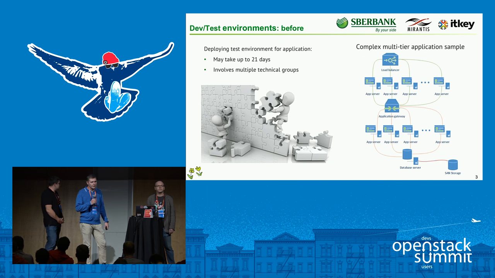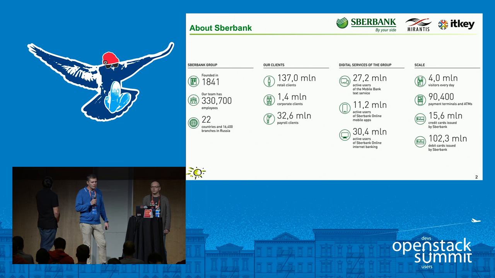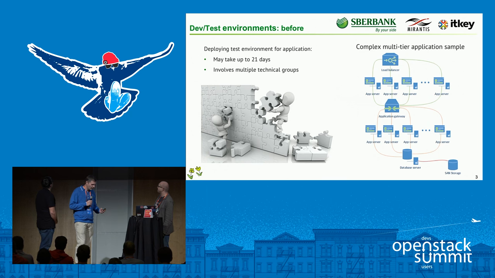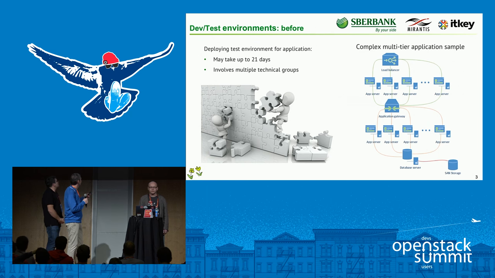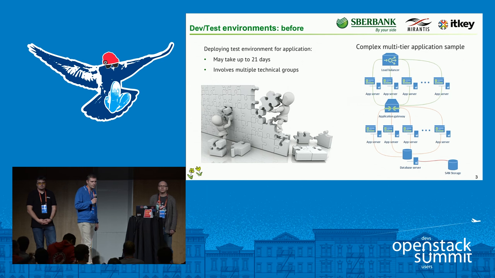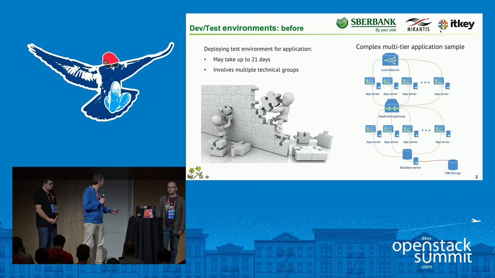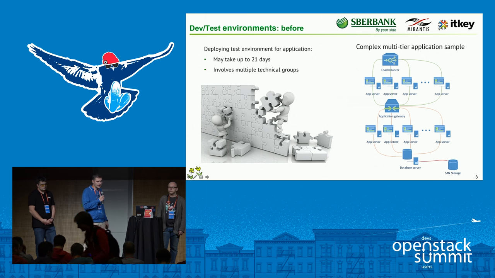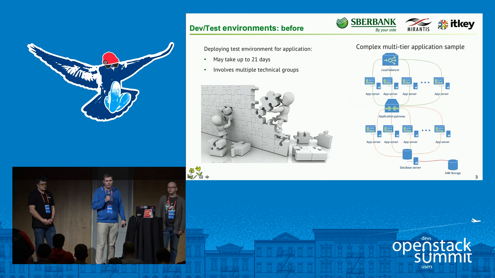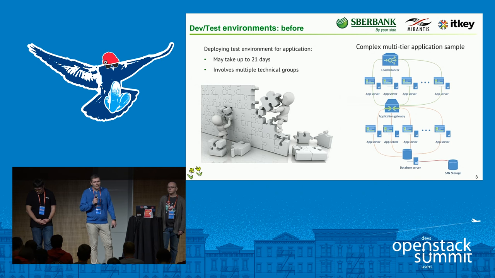Almost all applications, provided by ISVs or developed in-house, have a complex multi-tiered topology. On this slide, you can see an example of such an application. Different components of this application may run on different platforms and different system software. For example, a database server usually runs on a RISC server, and an application server usually runs Linux on the x86 platform. So deployment of a test or development environment for such an application takes quite a long time, involves many people, and is error prone. But now our business requires reduced time to market for new products, now more than ever.